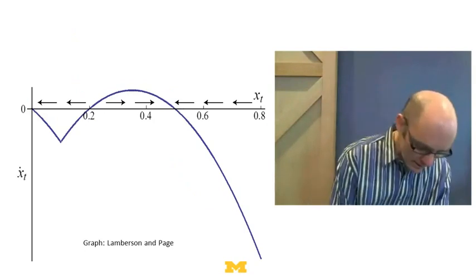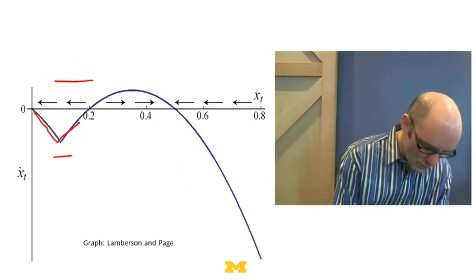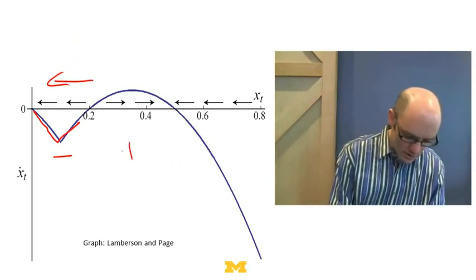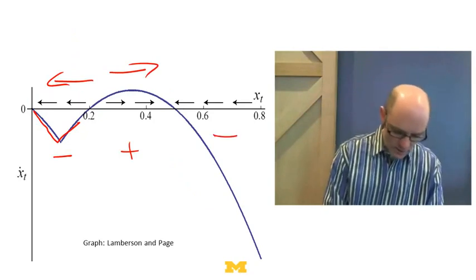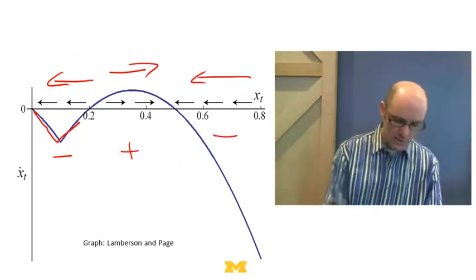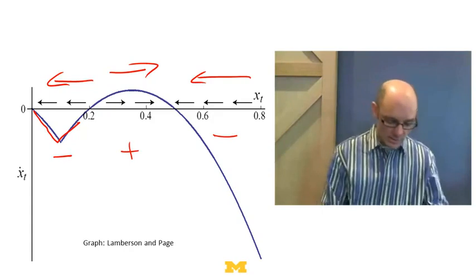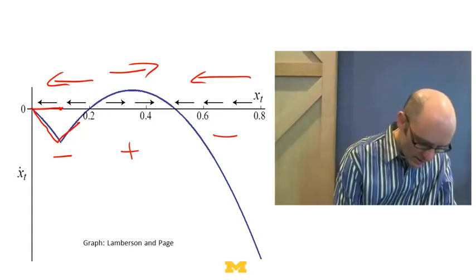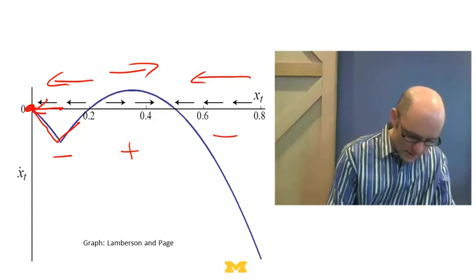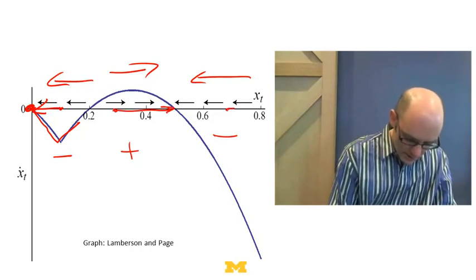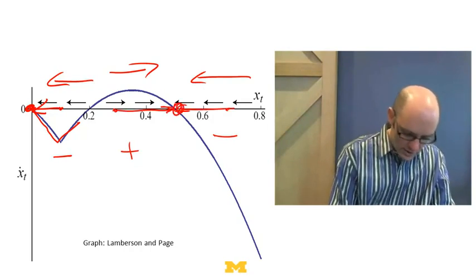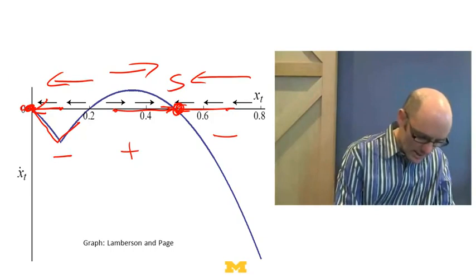Here's a more complicated dynamical system. In this dynamical system, if I'm in this region, the value of the function is negative, right? So I'm going to move in this direction. If I'm in this region, the value of the function is positive, so I'll move in that direction. And in this region, the value of the function is negative, so I'm going to move in that direction. So what that means is if I start here, I'll go to this equilibrium, right? And if I start here, I'll go here. And if I start here, I'll go there. So what you get is a stable equilibrium here and a stable equilibrium here.